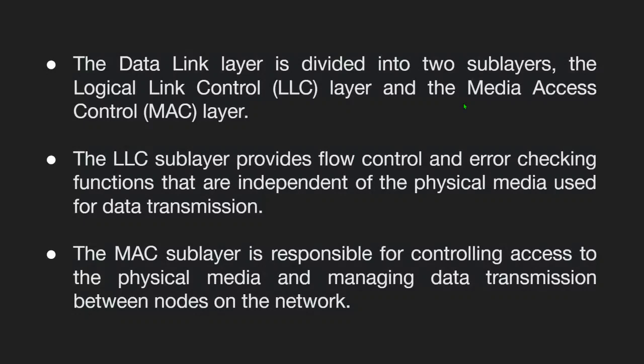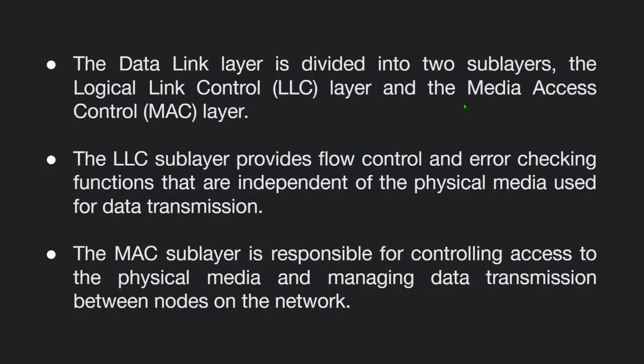The data link layer is divided into two sublayers. One is the logical link control layer and the other is the media access control layer. The LLC sublayer provides flow control and error checking functions that are independent of the physical media used for data transmission, whereas the MAC sublayer is responsible for controlling access to physical media and managing data transmission between nodes on a network. The data link layer devices include switches, bridges, and so on.